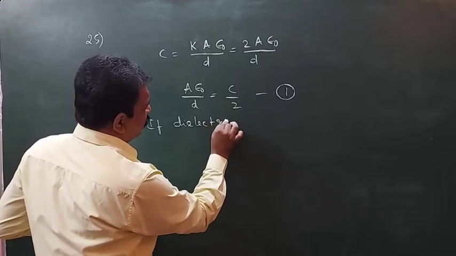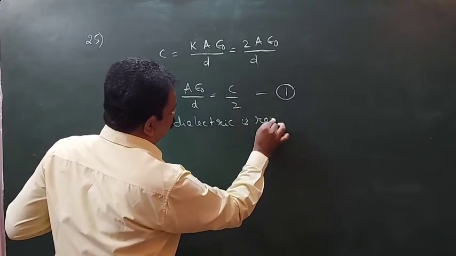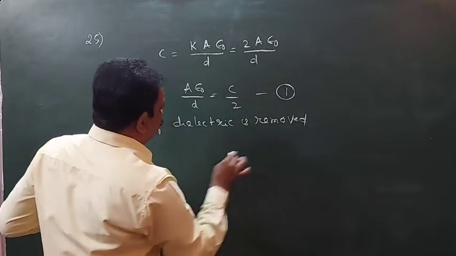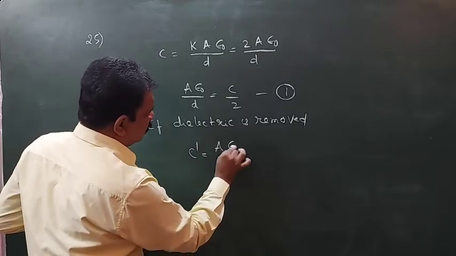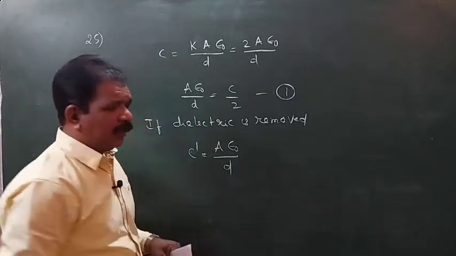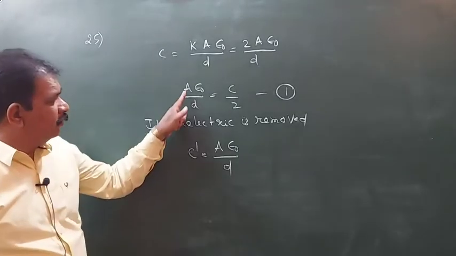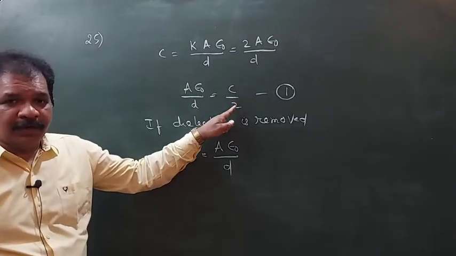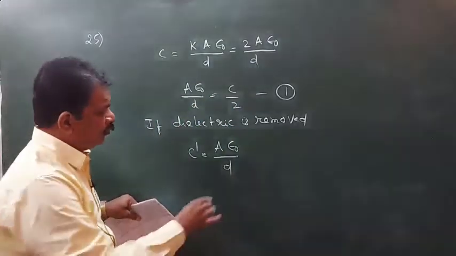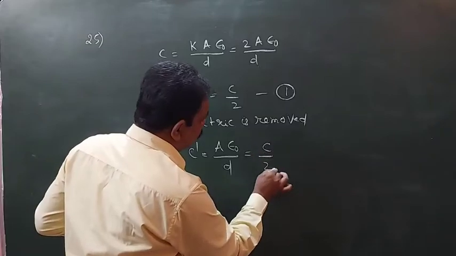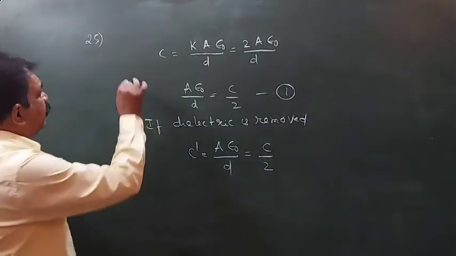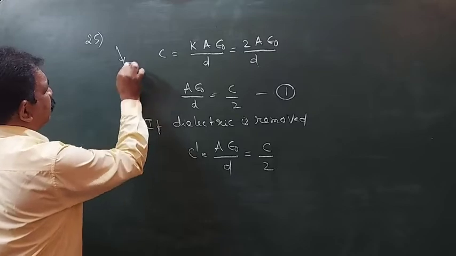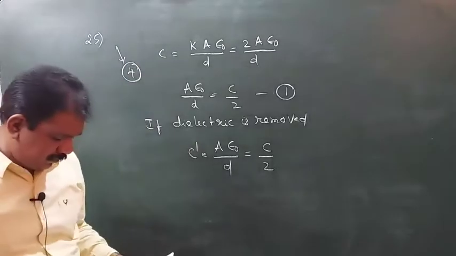Now, if the dielectric is removed, then the new capacity I am assuming as C dash. This formula will be A epsilon naught by D. But we know A epsilon naught by D is equal to C by 2. So it becomes C by 2. So for this 25, it will be the fourth option.